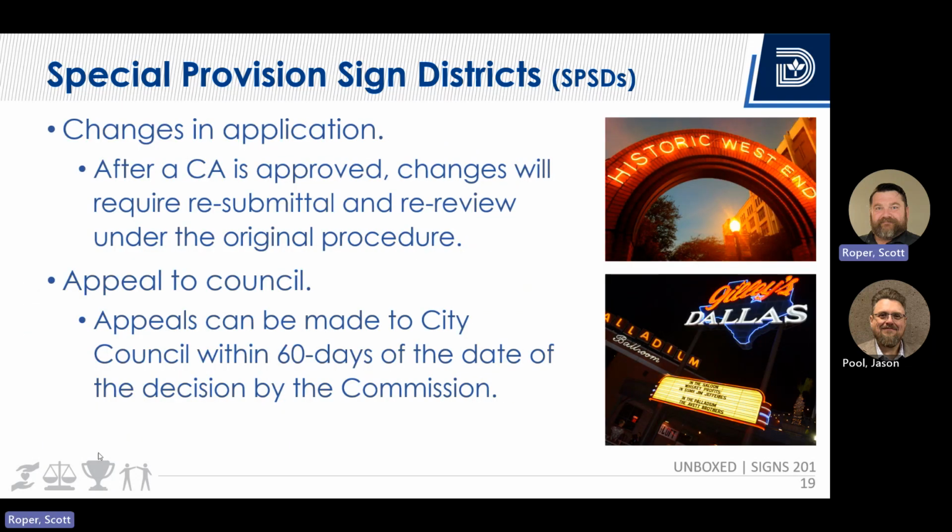After a CA is approved, changes will require resubmittal and re-review under the original procedure. So you cannot make changes after an application has been submitted. Appeal to council. Appeals can be made to the city council within 60 days of the date of the decision by the commission. So if they deny it, you can appeal it within 60 days.